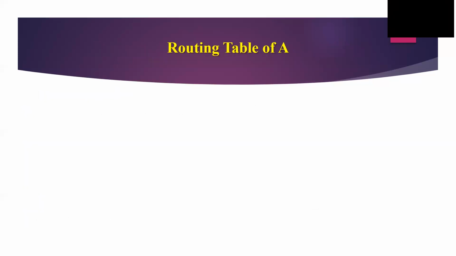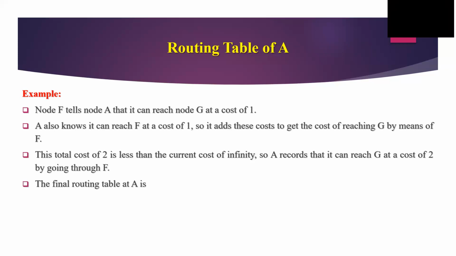So now I want to show the routing table of A. Node F, in that previous diagram, F is directly connected to A. So node F tells node A that it can reach node G at a cost of 1, because via F the node can reach G. Okay, so F tells node A, you can reach G with a cost of 1. A also knows that it can reach F at cost 1. Now it will add the other cost, so 1 plus 1 is 2. So from A to G, the total cost is 2.